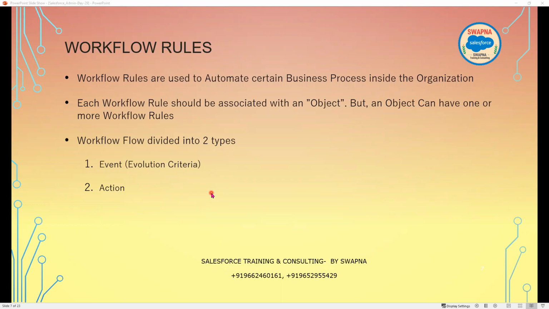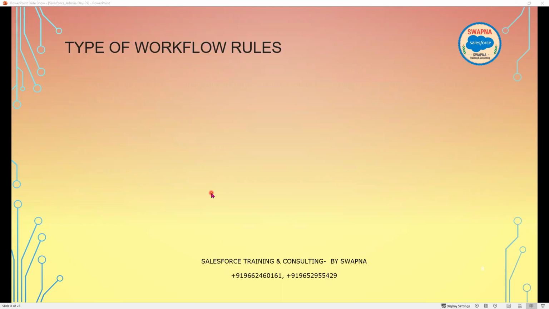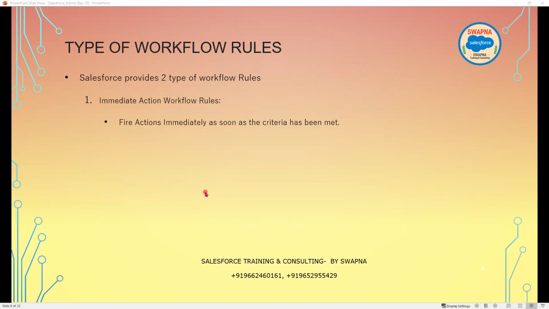Okay, now let's move on. Types of workflow rules. What are the different types of workflow rules? There are two types. One is an immediate action workflow. The second is a time dependent action.